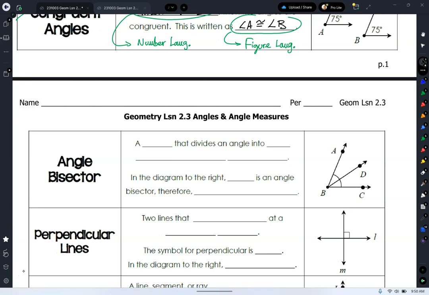Super, super important information in today's lesson. Another piece of key vocabulary for us that you need to know well is an angle bisector. Okay, an angle bisector. So let's talk about what an angle bisector is. An angle bisector is a ray, again, or a line or a segment. An angle bisector is a straight path that divides an angle into two congruent angles.